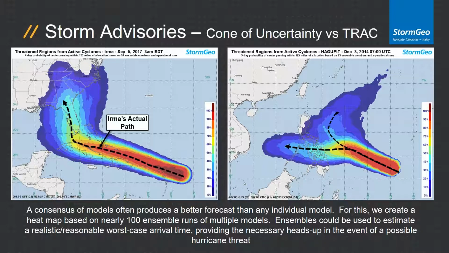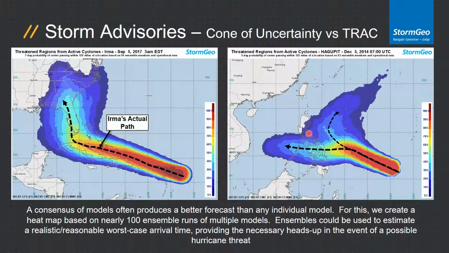So what we've done at Storm Geo is we use these ensemble runs, and sometimes it's 90 to 100 different members. And here in these examples, you can see this is 94 ensemble members, this is 93. And we create a heat map that shows the best possible path of the storm based on these ensembles. So here on the left, you can see from Irma, we had pretty good confidence that the storm, while it was located out here east of the Caribbean, that it was going to make a turn north of Cuba and impact Florida. You can see a pretty good agreement within this track.